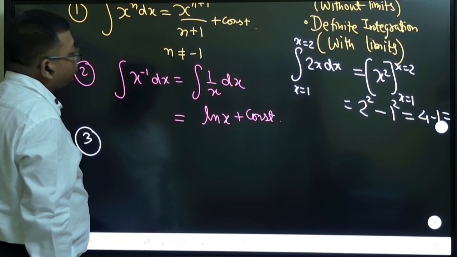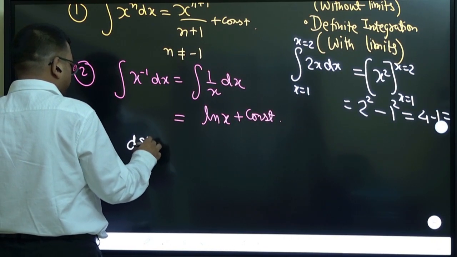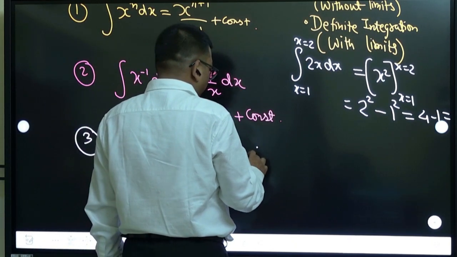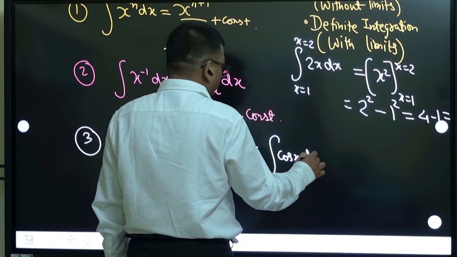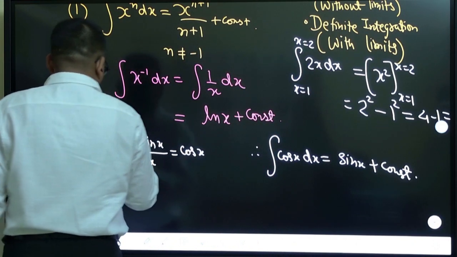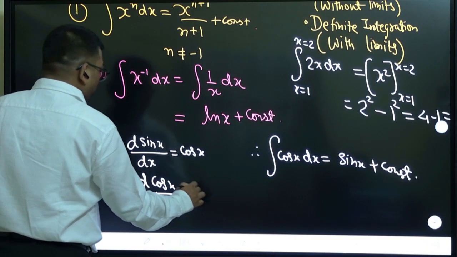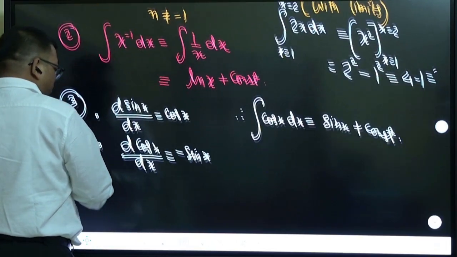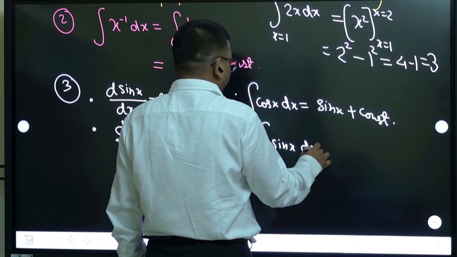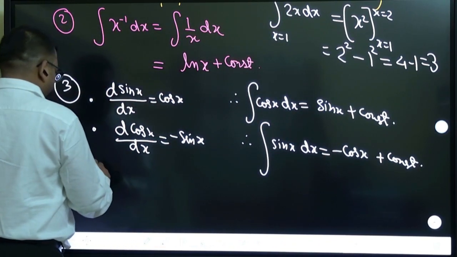Let us write the next formula. Let's take trigonometric functions. Differentiation of sine x with respect to x is cos x. So just apply integration: integration of cos x with respect to x becomes sine x, plus a constant of integration. Next, differentiation of cos x with respect to x is minus sine x. So integration of sine x with respect to x will give us minus cos x plus a constant of integration.